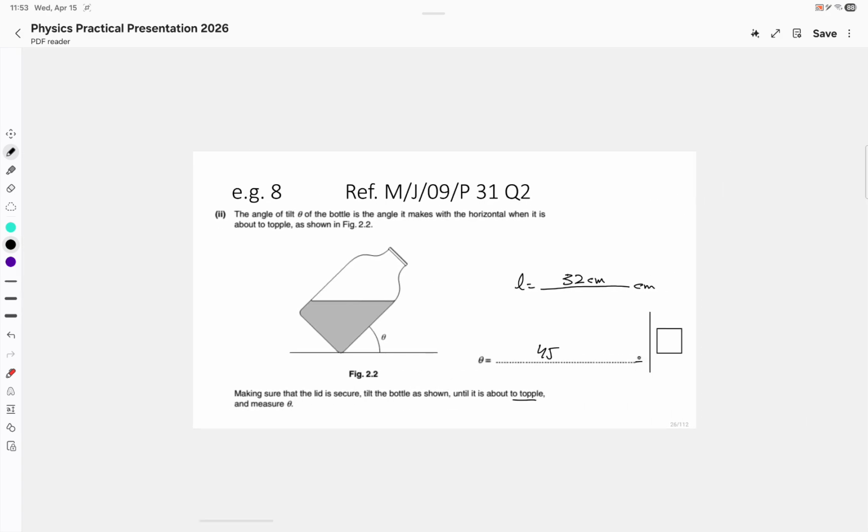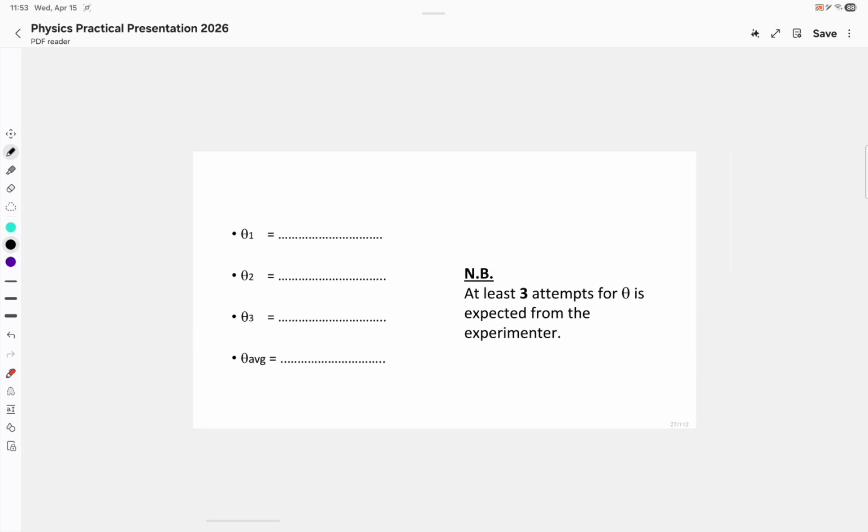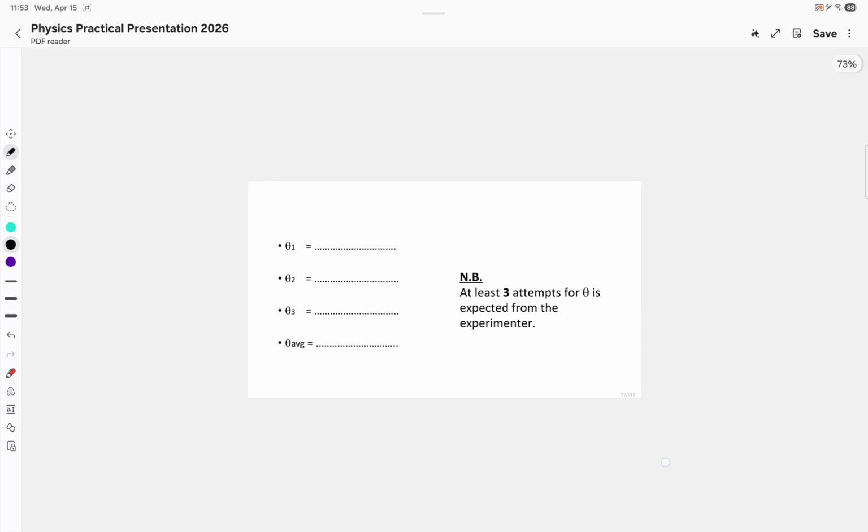But here what we are expecting is at least 1 or 2 or 3 or 4 or 5 attempts of theta, and take an average. I mentioned at least 3, you can take 4 and 5. Always remember, if you feel a task is difficult to measure, increase your attempts. If you feel a task is easy to measure, just take 1 attempt or hardly 2 attempts. Mark my words. Okay? Take another example.